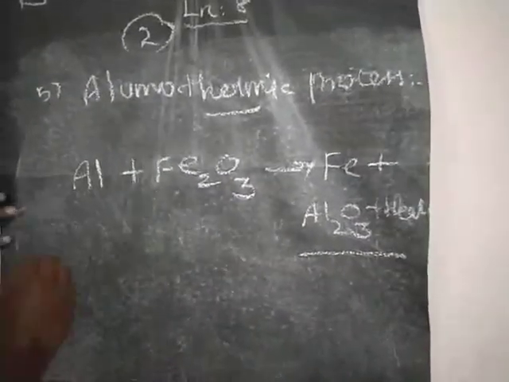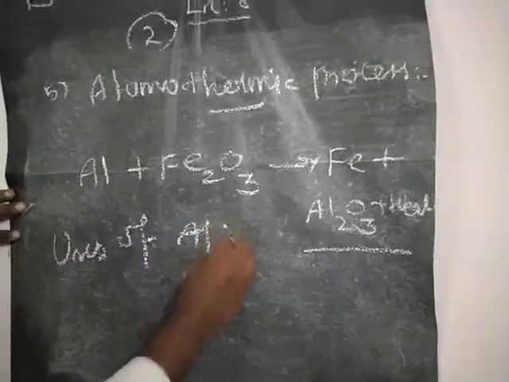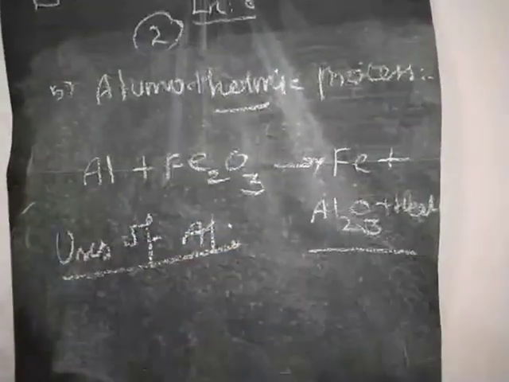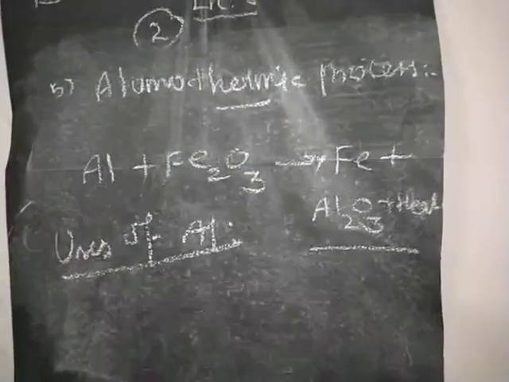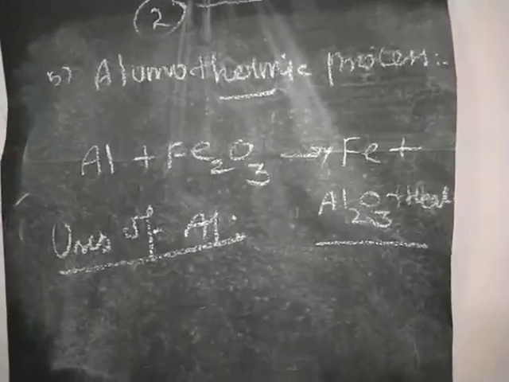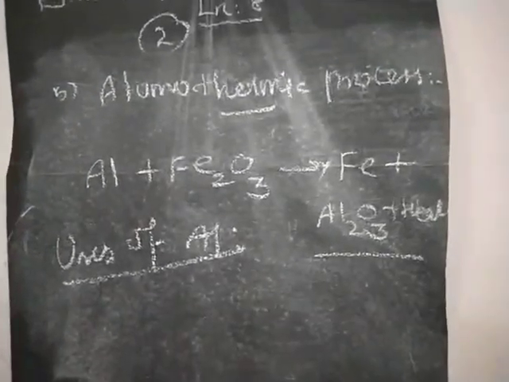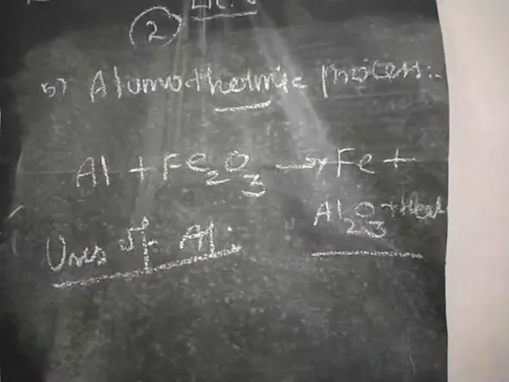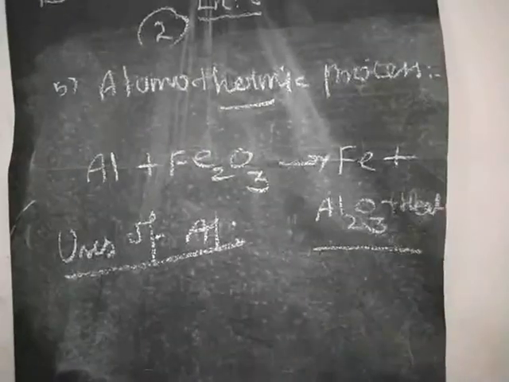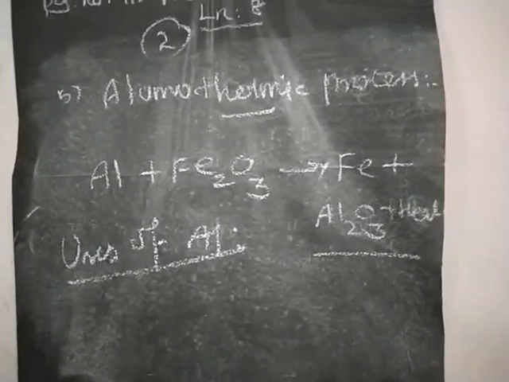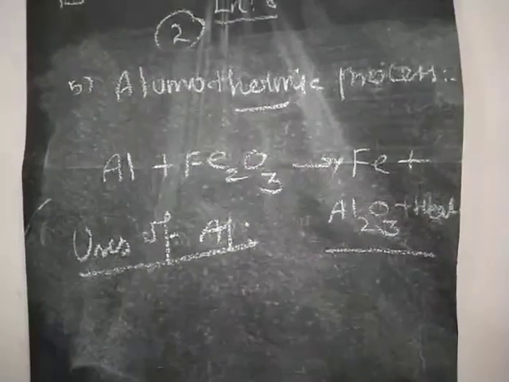Next one, uses of aluminium. Aluminium is used to make different types of materials. One is household materials. Second, electric cable in industries. Third, making aeroplanes and other materials. Dura-aluminium is an example of what? Alloy, not a pure metal. In dura-aluminium, 4 or 5 metals are combined to make a new one.